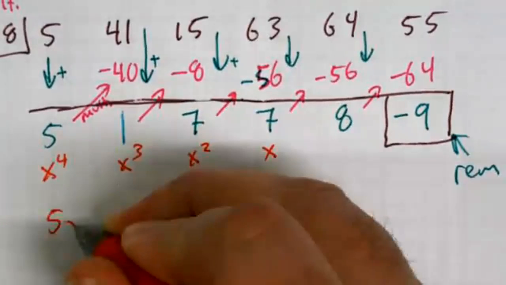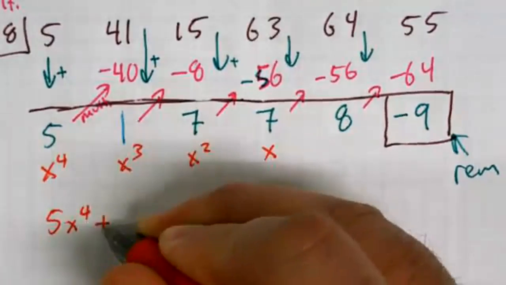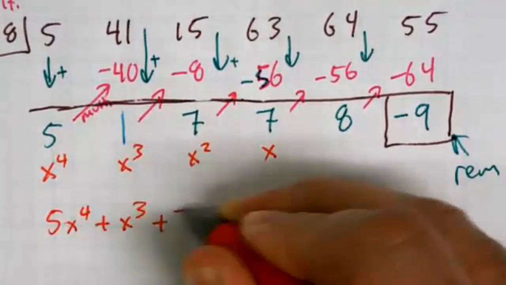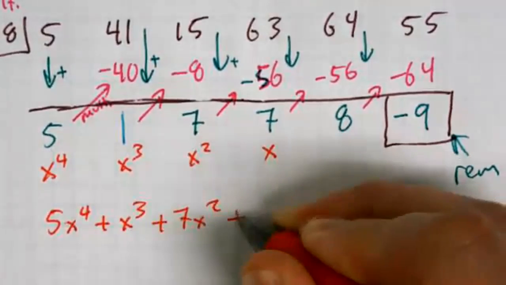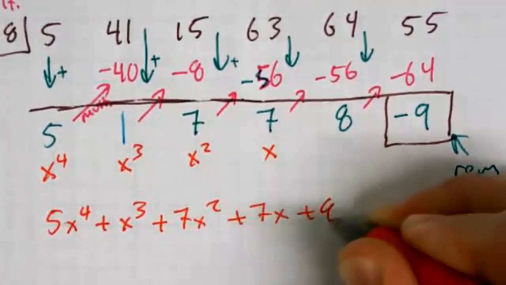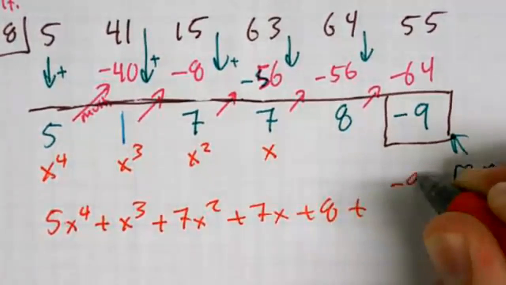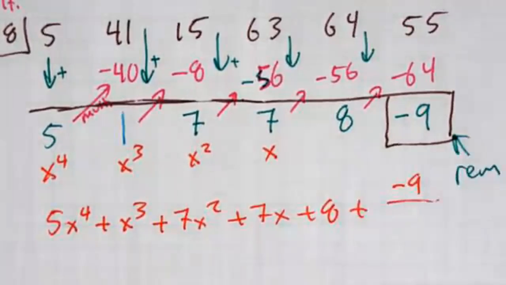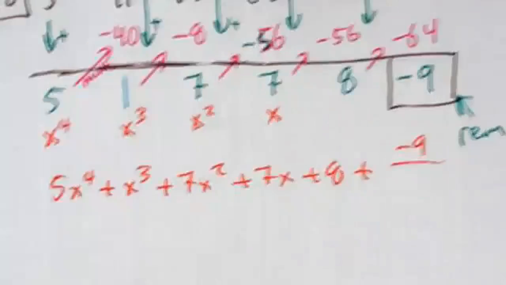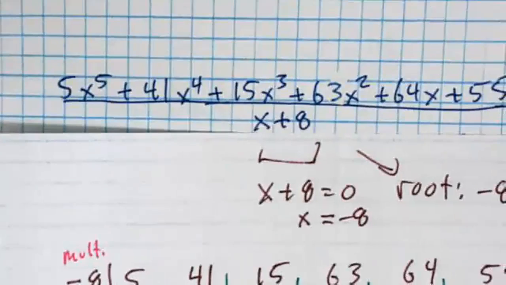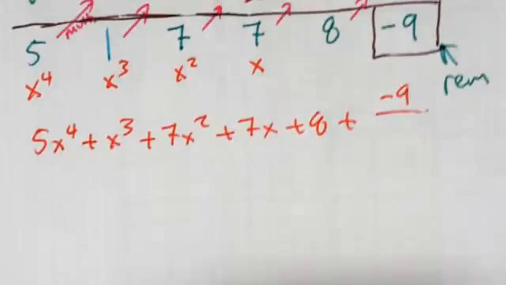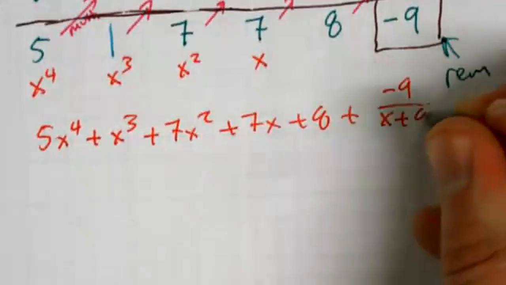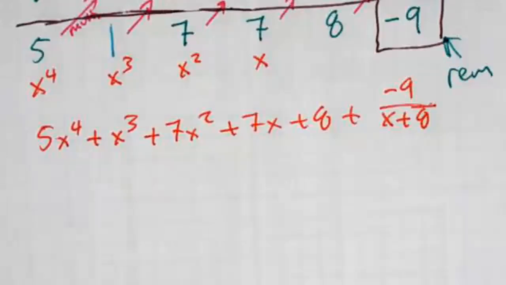But our final answer is 5x to the fourth plus 1x to the third plus 7x squared plus 7x plus 8 plus, and then remainder of negative 9 always goes over the thing that we were dividing by. We were dividing by x plus 8. And that would be our final answer, which is exactly what we got during long division. But man, we could do that so much faster, right? Isn't synthetic division great?